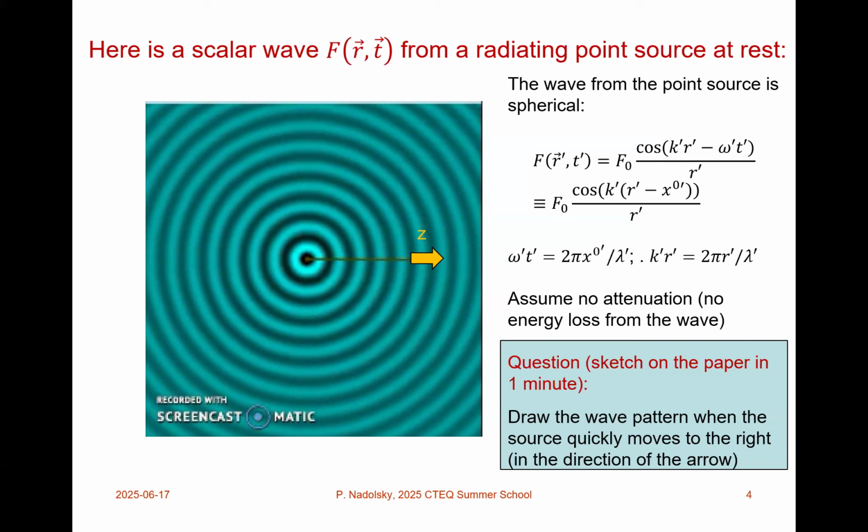Now the question to you is the following. Imagine this electron moves in the plus z direction. Now draw the wave fronts. How will the wave fronts look? That's why I asked you to bring the paper today, draw it. Imagine that the source moves to the right. Draw the wave fronts. How will it look?